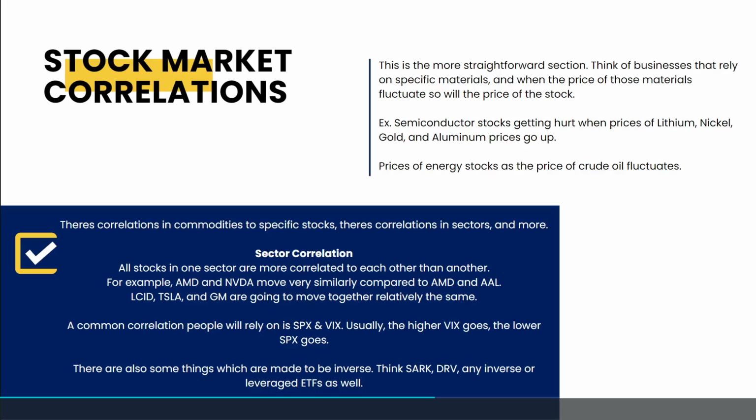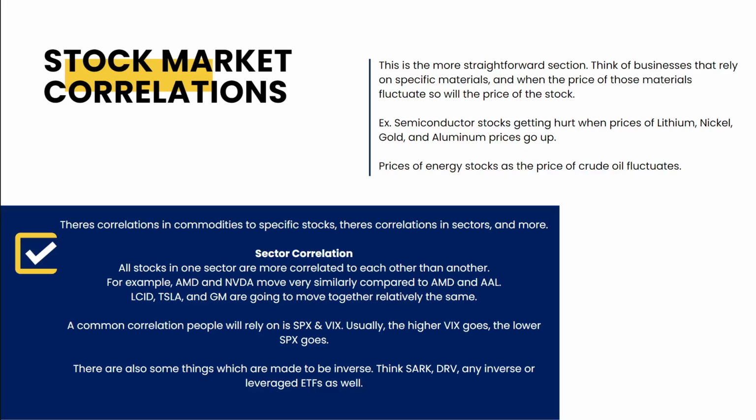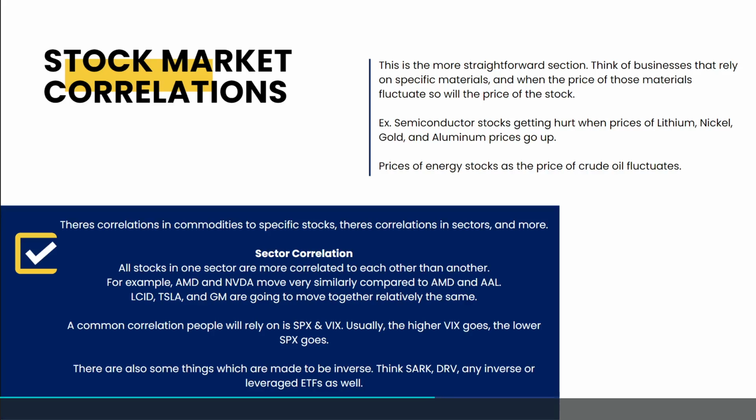Logan, I don't know if you have any thoughts on that, but nothing really else. The example that we had above was semiconductors getting hurt when prices of lithium, nickel, gold, and aluminum go up. And then the other thing was the price of energy stocks as the price of crude oil fluctuates, which is something we've been using quite a lot recently, right? More so recently, yeah, for sure.